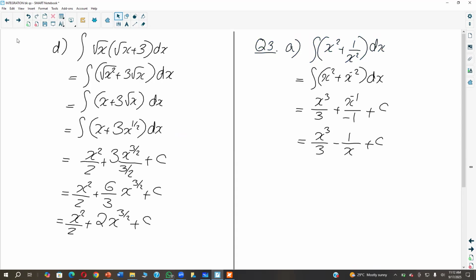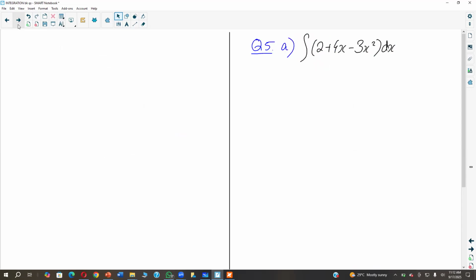Now look at question part number D. In part number D, it is under root x into under root x plus 3. Now you have to open the brackets and you have to simplify first. As usual, you have to first simplify. It becomes x plus 3x power half, and then you integrate it. In this question, you have to integrate, but you first have to simplify because you cannot integrate in product form. Now look at this idea.